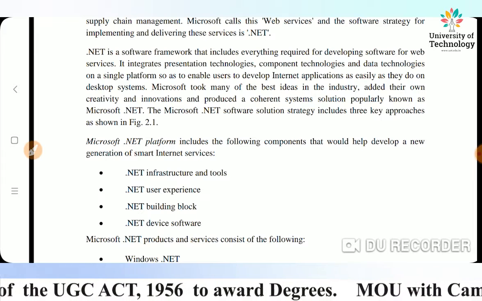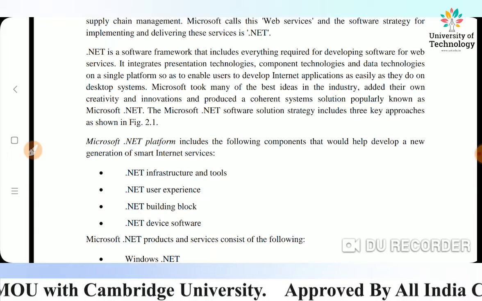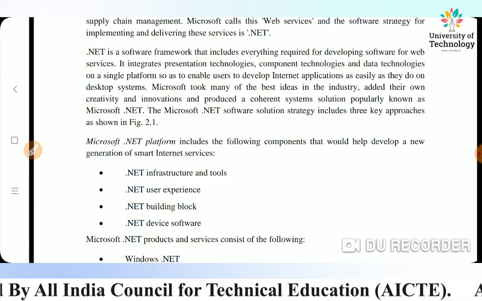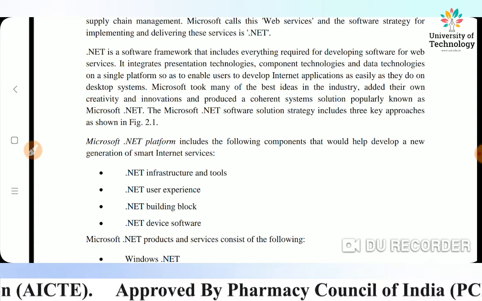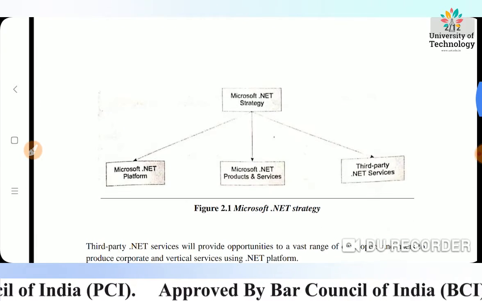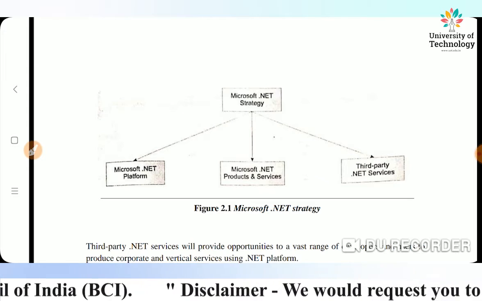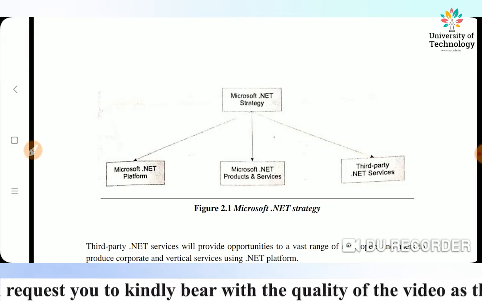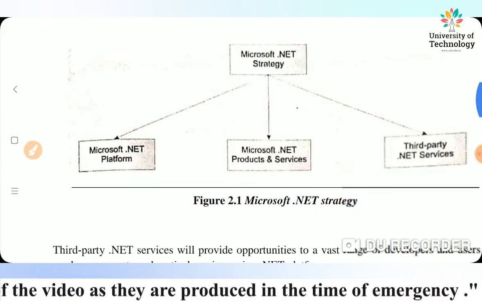Microsoft took many of the best ideas in the industry, added their own creativity and innovations, and produced a coherent system solution popularly known as Microsoft .NET. Microsoft .NET software solution strategy includes three key approaches according to the diagram. The .NET strategy has 3 points: .NET platform, .NET products and services, third party .NET services. So you can pay attention to the diagram, this one, right?